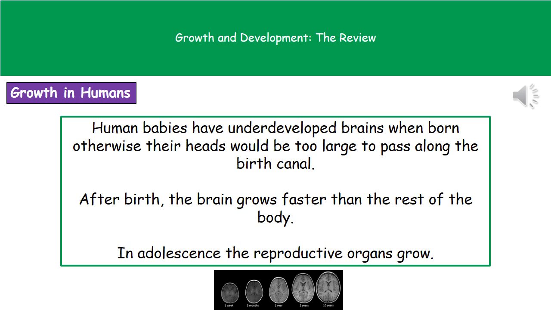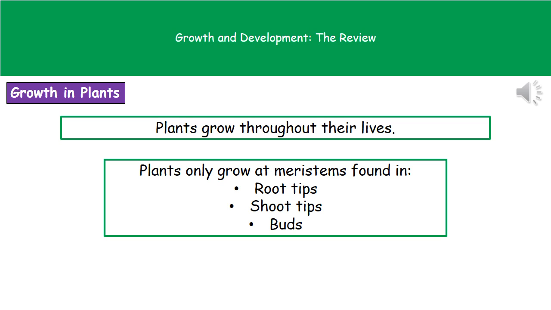And then when we get to adolescence, there's a change in what's growing more. It's the reproductive organs that start to grow. When we think about plants though, we see a different situation, because unlike humans, plants will grow throughout their entire lives. However, they will only grow at sections called the meristems, and those meristems are found in 3 specific locations of our plant. Firstly, the root tips, secondly, the shoot tips, and thirdly, in the buds.